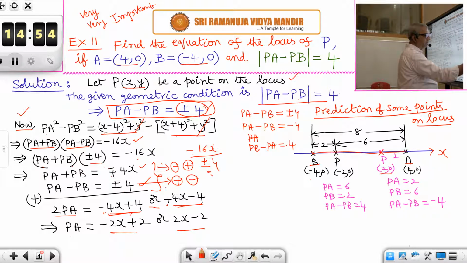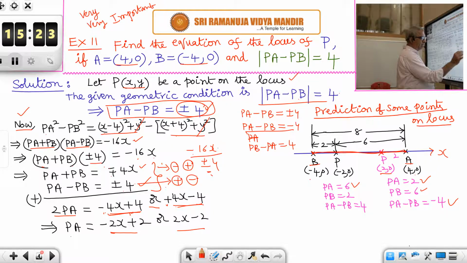P A is 2 units, P B is 6 units: 6 units minus 2 units. So PA is 2 units and PB is 6 units, so PB minus PA is 4. This condition is satisfied. Similarly, you have considered a point 2 units distance from A.